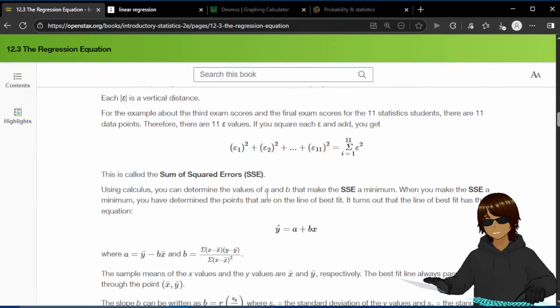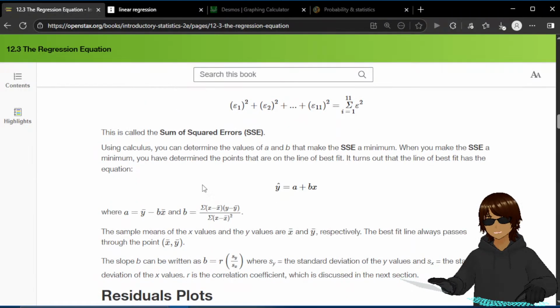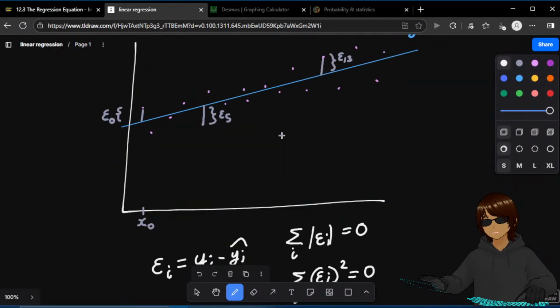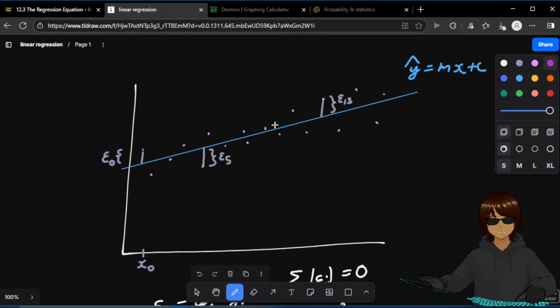Using calculus, you can determine the values of A and B that make SSE a minimum. When you make SSE a minimum, you have determined the points that are on the line of best fit. Turns out the line of best fit has this equation, and when A is this, B is calculated using this also. Let's say this over here is the average. Our first assumption is that the line of best fit will definitely cross the average.